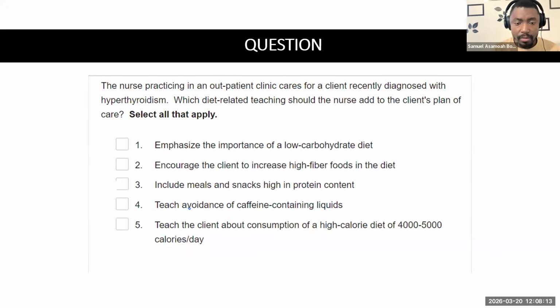Let me see somebody who picked 2 because they can answer best. Is there anybody who picked 2 as an answer and can give me a very good answer for this so that we can move on? Anybody? Any volunteer?